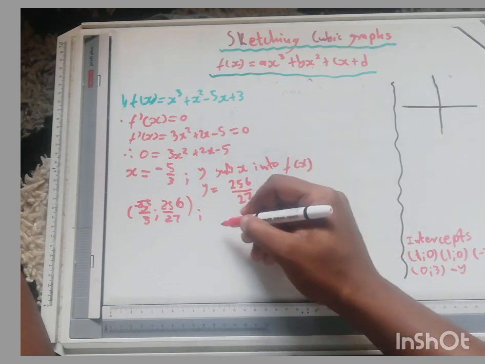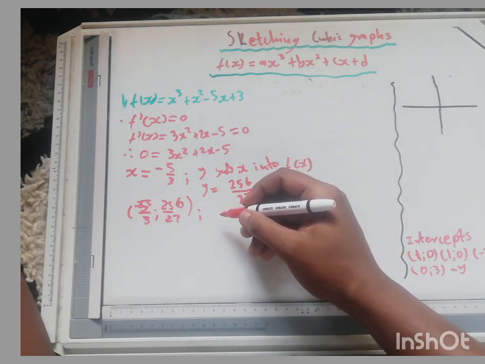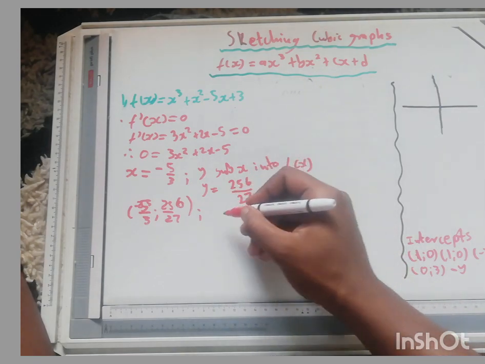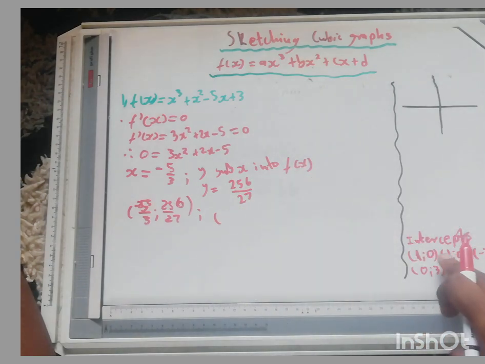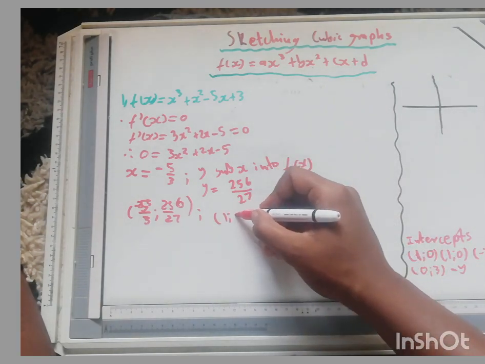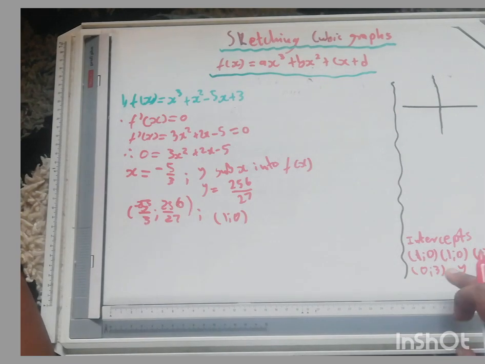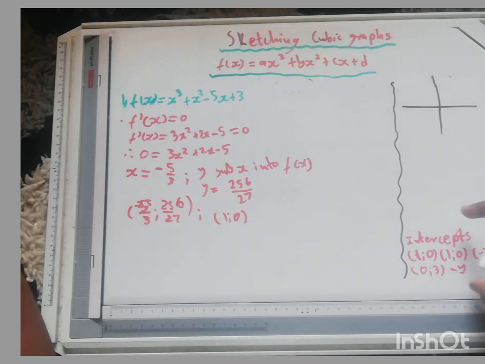And then you'll also find out that the other turning point you'll find is actually what? (1, 0). So this is also your turning point. So what do I mean? When you're finding the intercepts, and you find out that x equals the same value twice, it simply means that one of those is actually the intercept and the turning point.